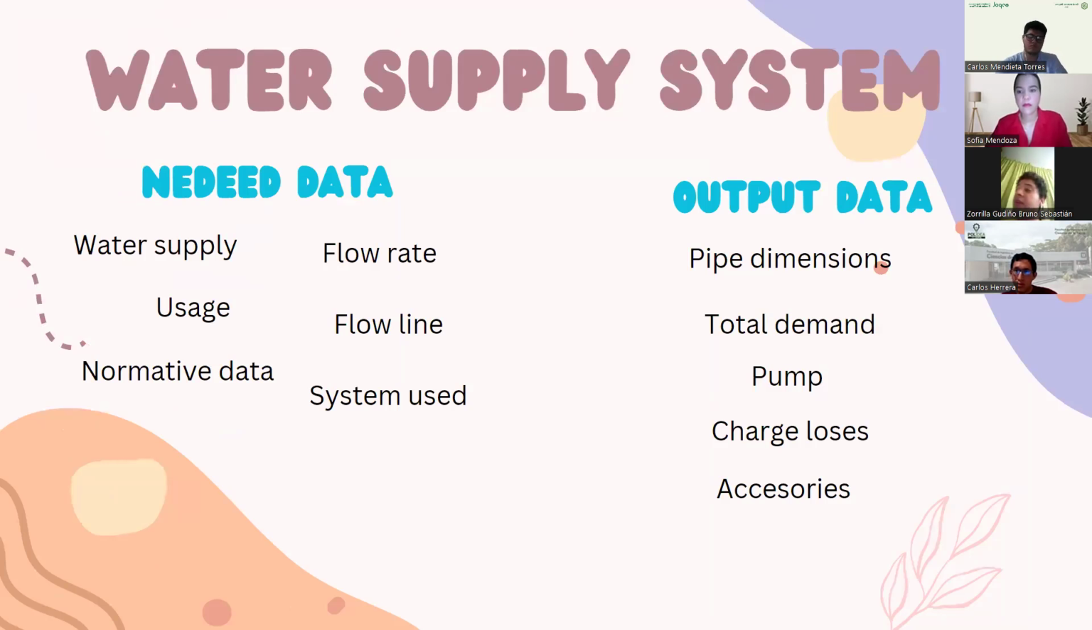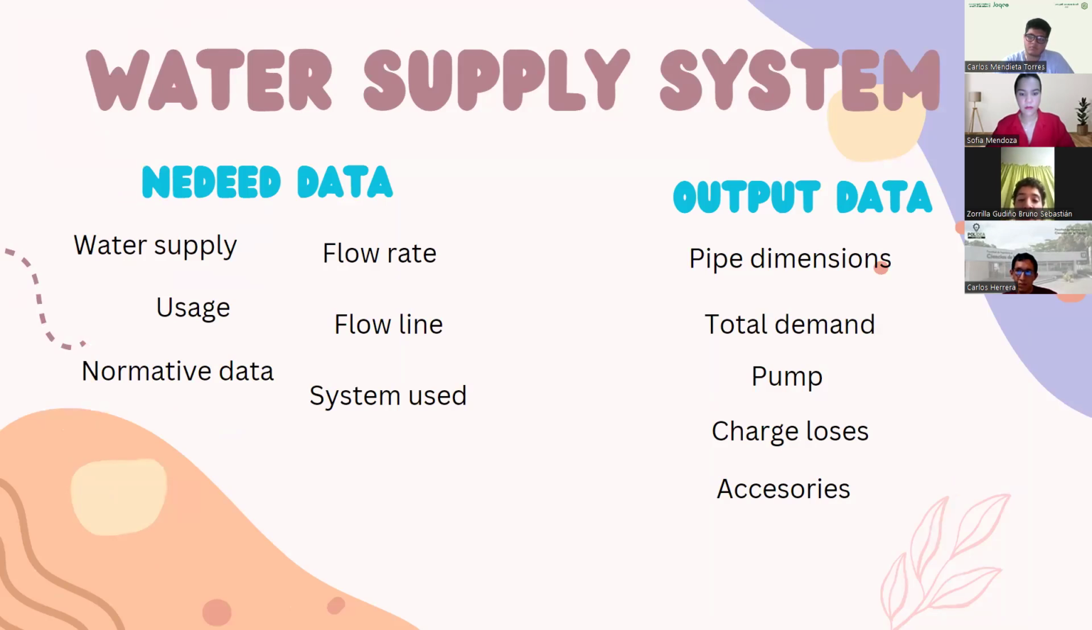For the water supply system, we need some data. This data is first the water supply that we are going to need, the usage of the different elements, the normative data to know about the different values that we can use, the flow rate, the flow line, and the system usage. In this case, we are using a lower tank system.